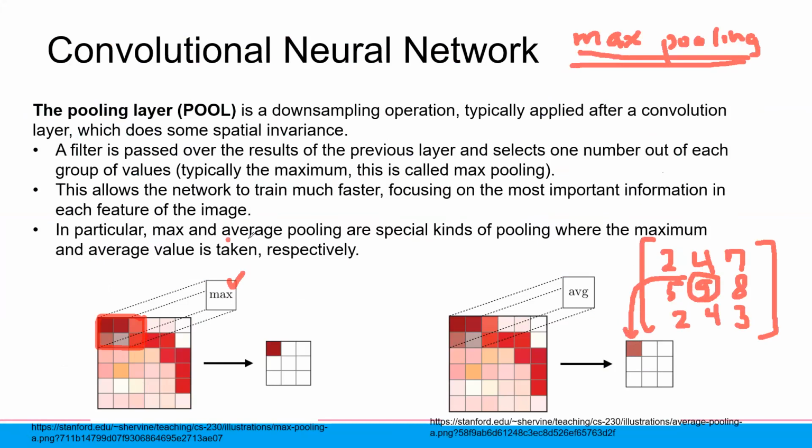What about the average pooling? For the average pooling, if I have those numbers, then I will do the average: 2 plus 4 plus 7 plus 5 plus 9 plus 8 plus 2 plus 4 plus 3 divided by 9. Then we get a value and that new value will be saved into this one. So we say that this is the downsampling operation.